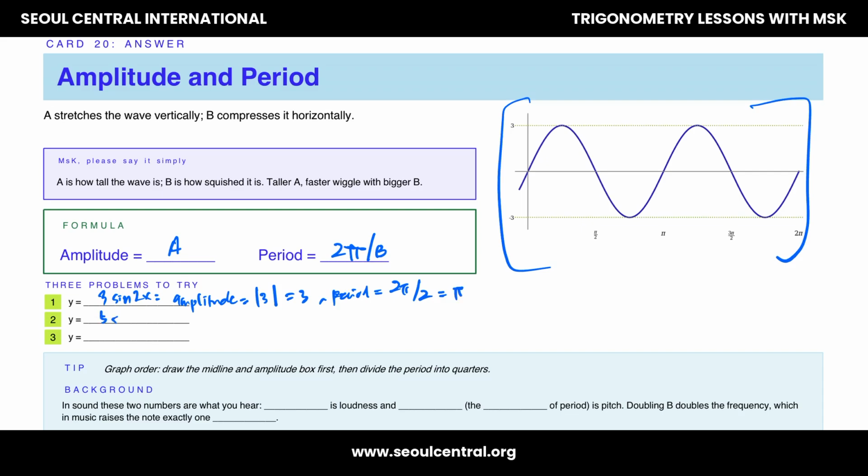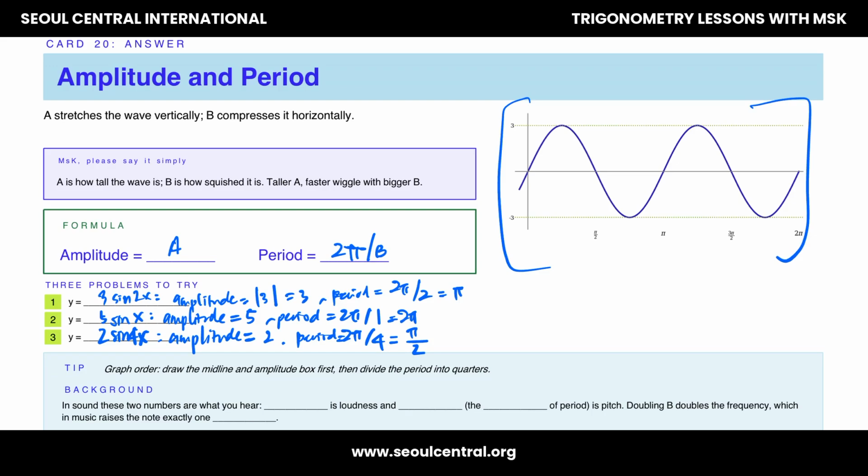All right, let's try 5 sine x. The amplitude would be 5 and the period would be 2 pi over 1, which is just 2 pi. And let's try another one, y equals 2 sine 4x. The amplitude would be 2 and the period would be 2 pi over 4, which equals pi over 2.